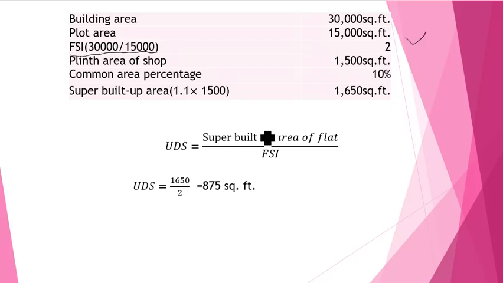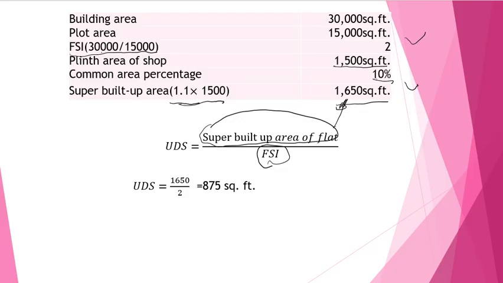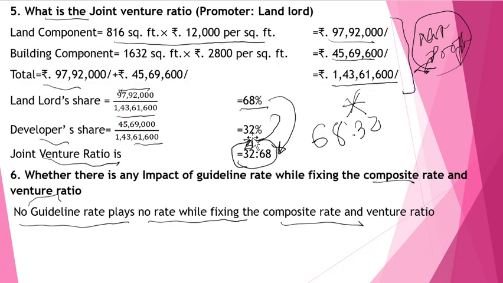So plinth area here of the shop is 1500 square feet. Common area percentage is 10%. So total super built up area will be 1.1 times 1500, which is 1650 square feet. So UDS is super built up area divided by FSI. Super built up area is 1650 and FSI is 2, so UDS is 825 square feet. So see here, he has asked you to find out only the UDS in the question.